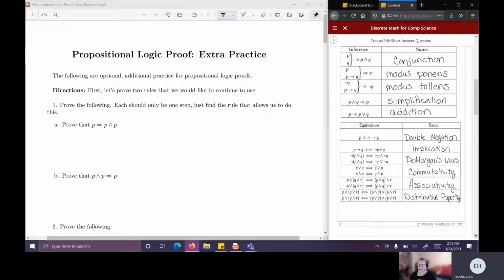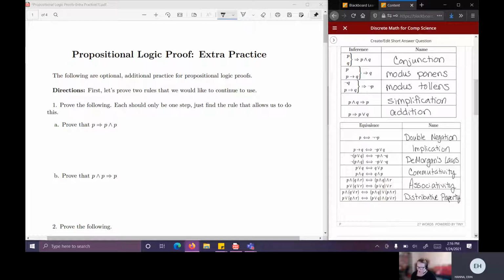All right, in this video, we're going to go over the first page of this extra practice for propositional logic proofs. So essentially, the first thing we're going to do is prove two rules that we would like to continue to use throughout the rest of this practice. Technically, these things are just based off of the rules. You just might not recognize that they can be used in that way.